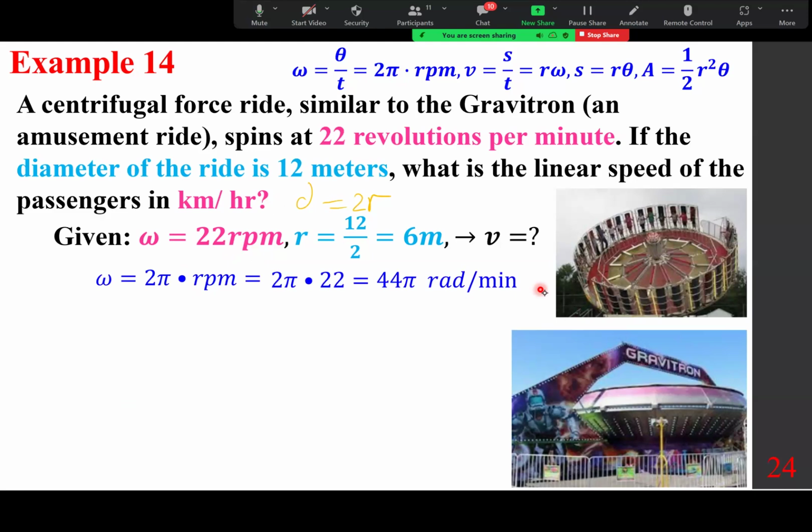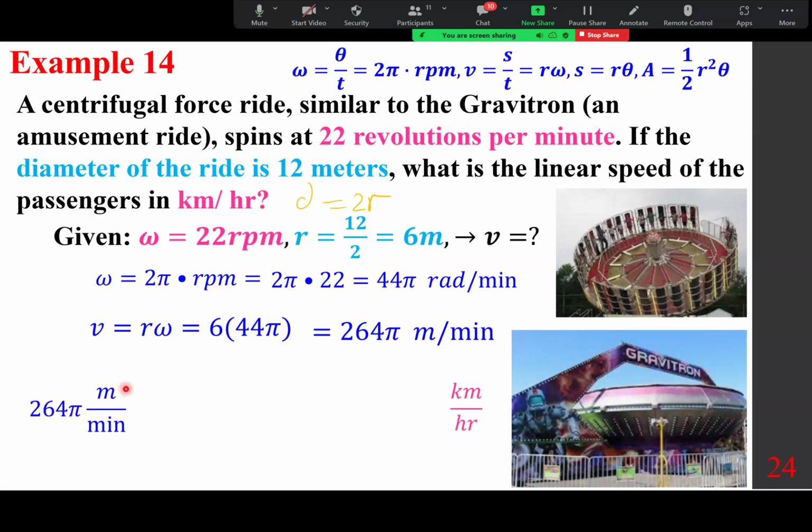V equals R omega. And we know R to be 6, omega is 44 pi. We end up with 6 times 44, 264 pi meters per minute. Remember, this was in meters. And all is fine so far. So we are going to write 264 pi meters per minute, but we want to change it to kilometers per hour.